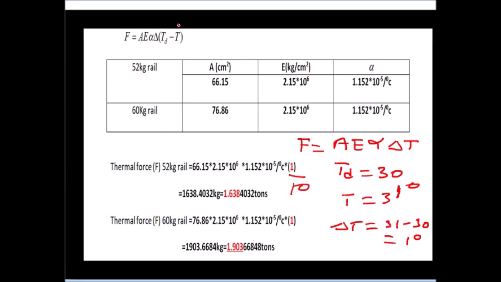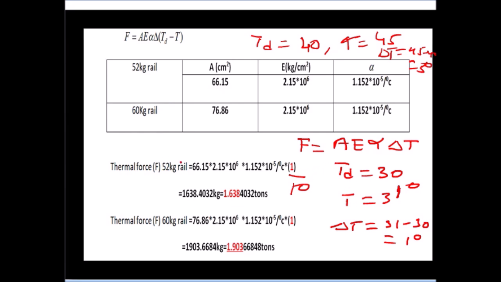Suppose one more thing I will tell. Suppose TD is equal to 40 and temperature at site is 45. Now delta T is what? 45 minus 40, which is equal to 5 degree. So that's what I have taken, right?